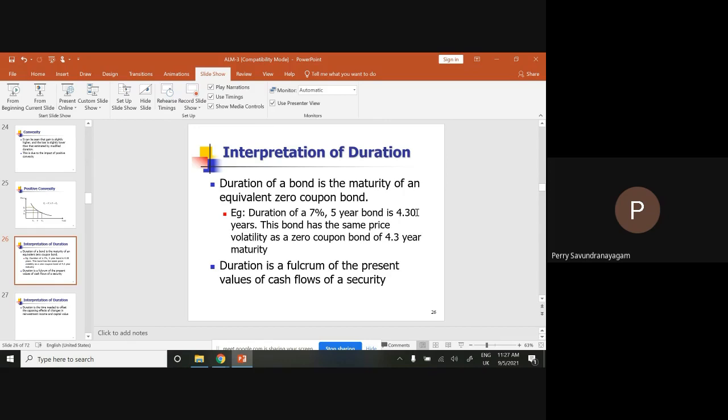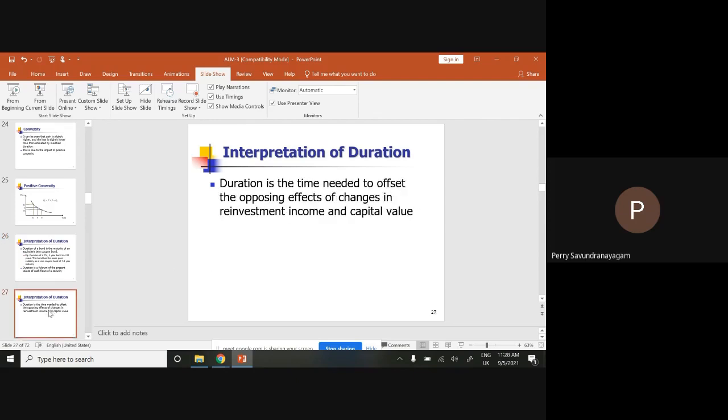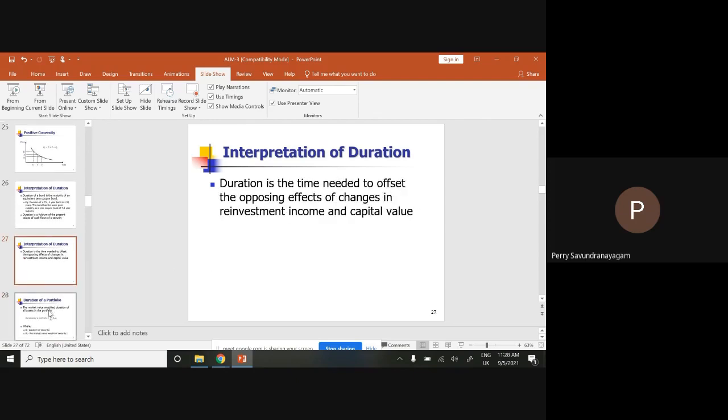Any questions? Right. Okay. Next one. So basically, duration is the time needed to offset the effects of change in reinvestment income and capital value. So we discussed that already.